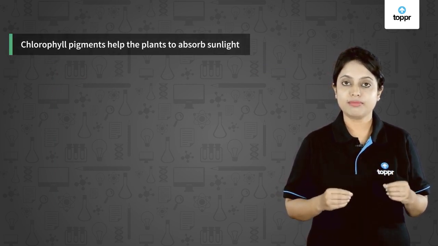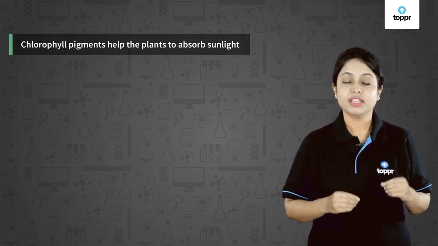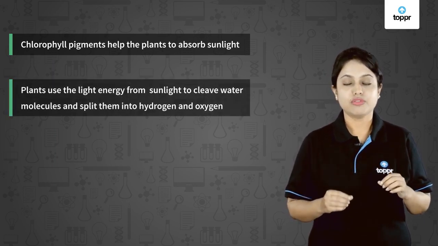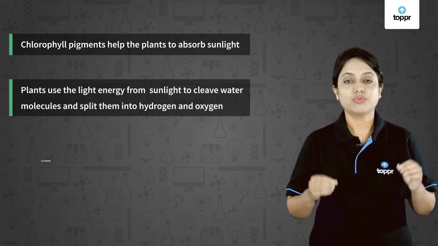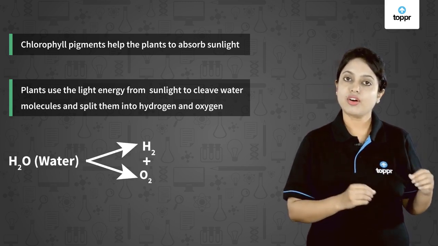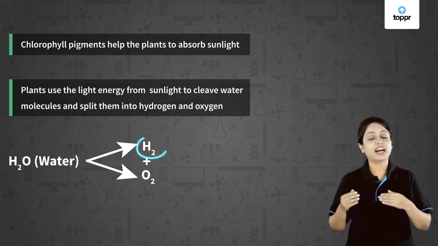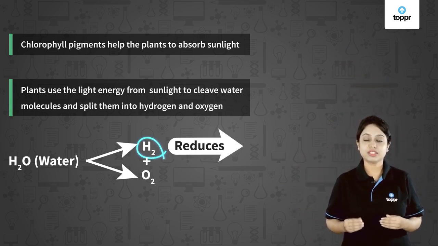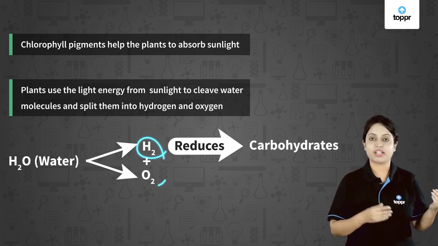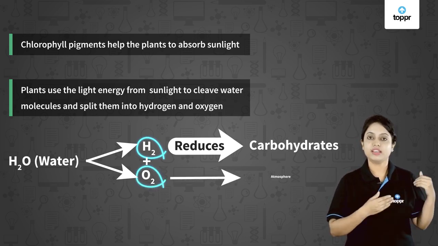Chlorophyll pigments help the plants to absorb sunlight. They use this light energy from sunlight to cleave water molecules and split them into hydrogen and oxygen. The hydrogen reduces carbon dioxide and synthesizes carbohydrates, while the oxygen is released to the atmosphere.